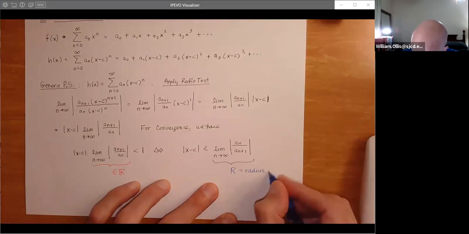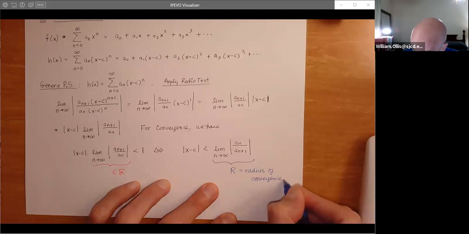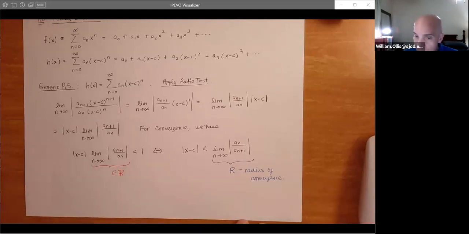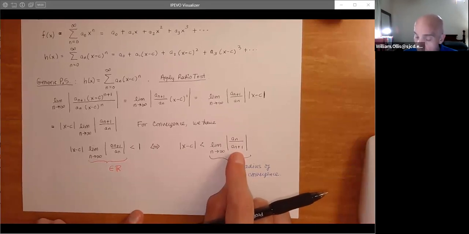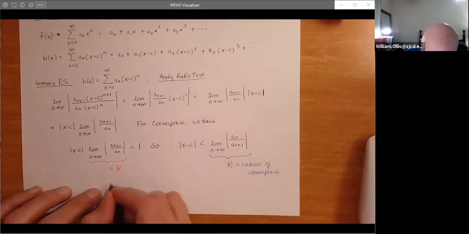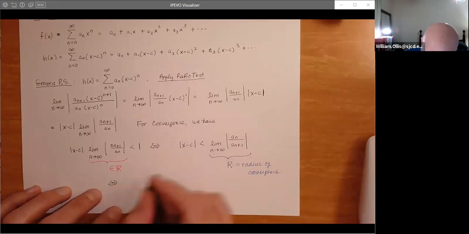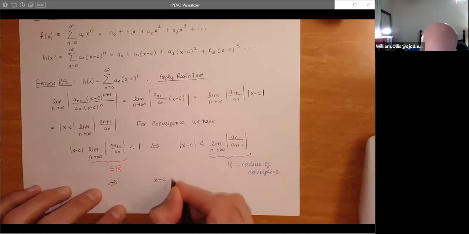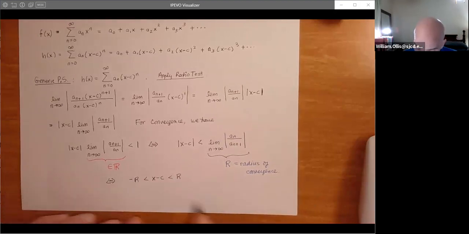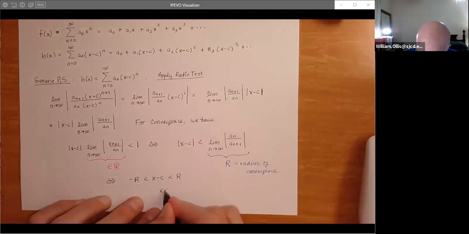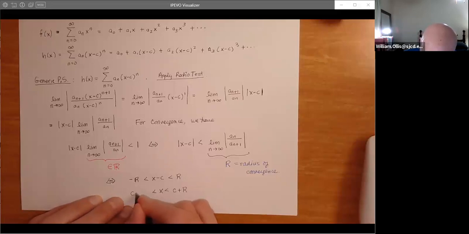Radius of convergence. So basically, we have a little formula for it. You don't even have to memorize it. If you wanted to compute it, you could always look at this particular construct. But this would simply say that x minus c lives between R and the additive inverse of R, okay? And then if we add c, we get c plus R and c minus R.